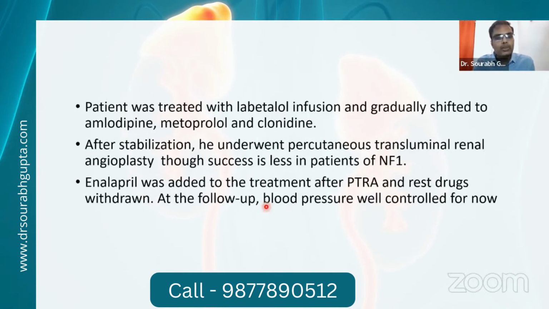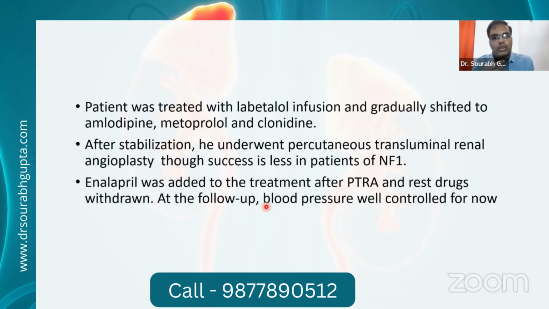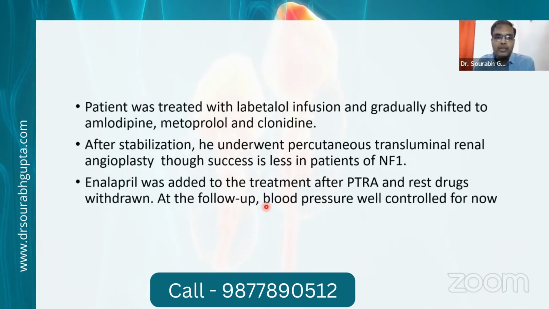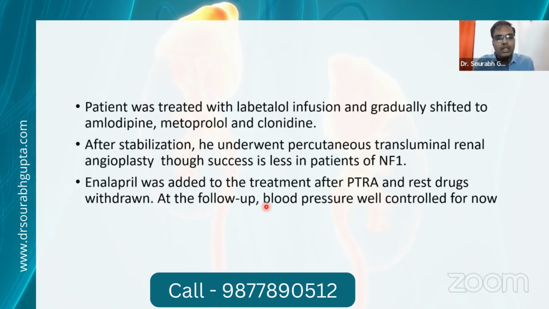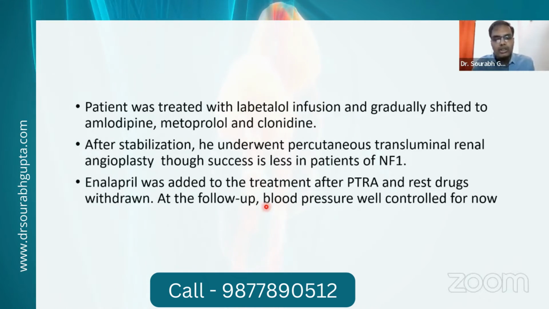So this patient was treated with labetalol infusion and was gradually shifted to 3 drugs. Then after stabilization, he underwent percutaneous transluminal renal angioplasty. Though it is known that it is less successful in patients with neurofibromatosis in comparison to fibromuscular dysplasia, because fibromuscular dysplasia is a static lesion. It doesn't progress while NF might progress. But this child did well, and for now he has well controlled blood pressure with just a single drug. Enalapril was added and he is maintained on it.